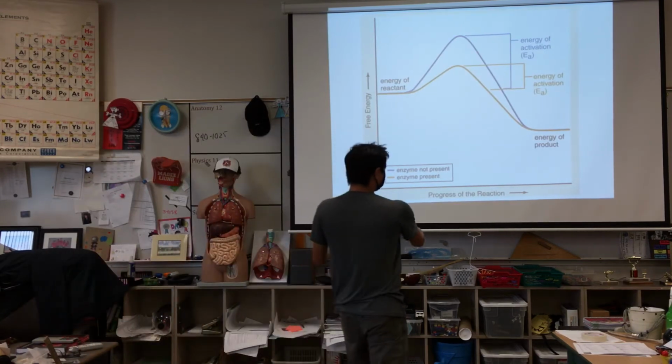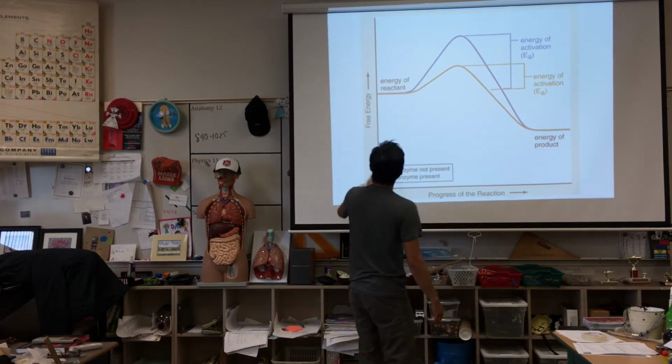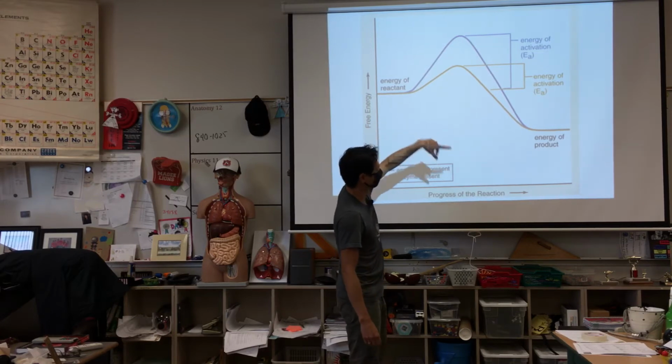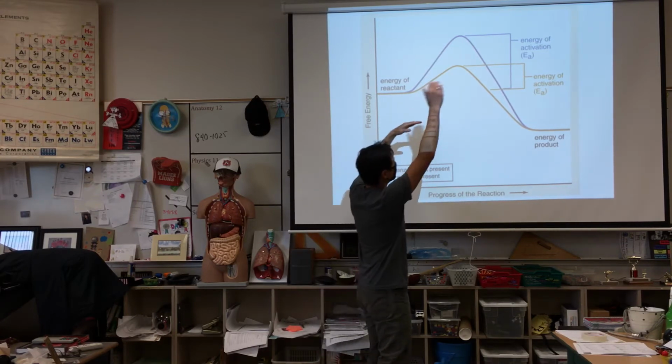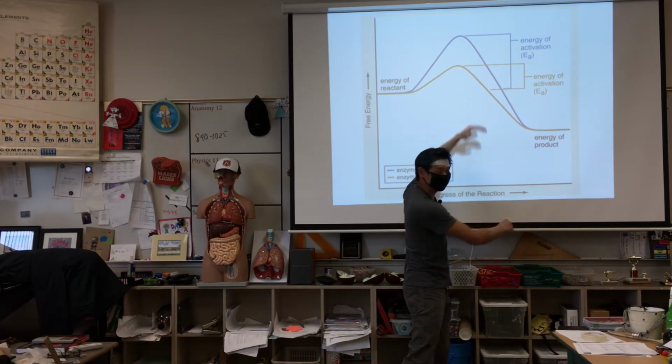So this is the progress of the chemical reaction, so how it's proceeding. And this is the amount of free energy in it. So for this chemical reaction, blue, I have to put in that much, and then look how much I get out of it. So I have to get it going.